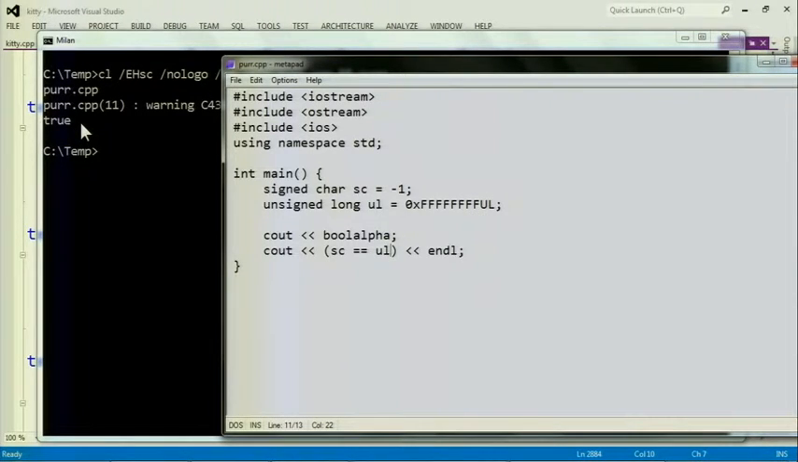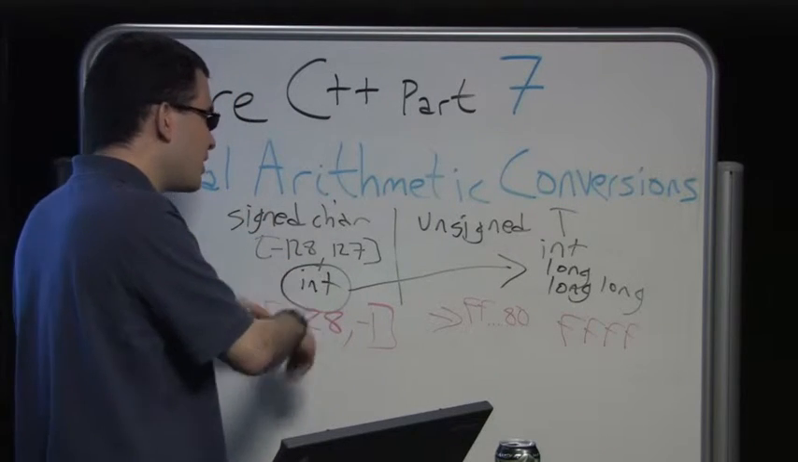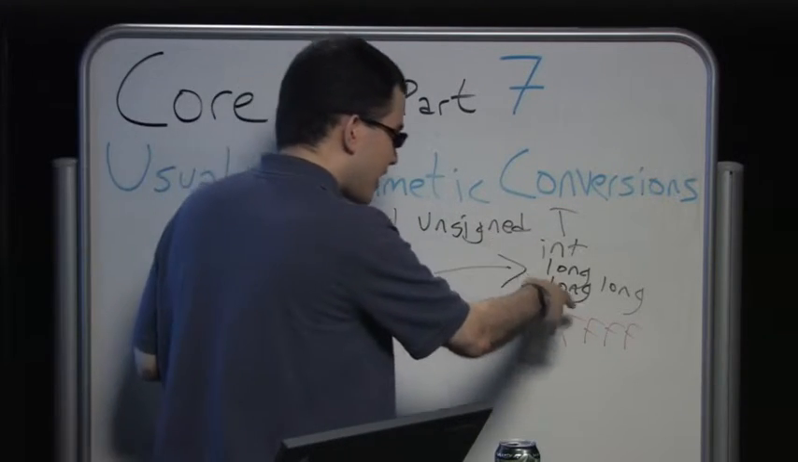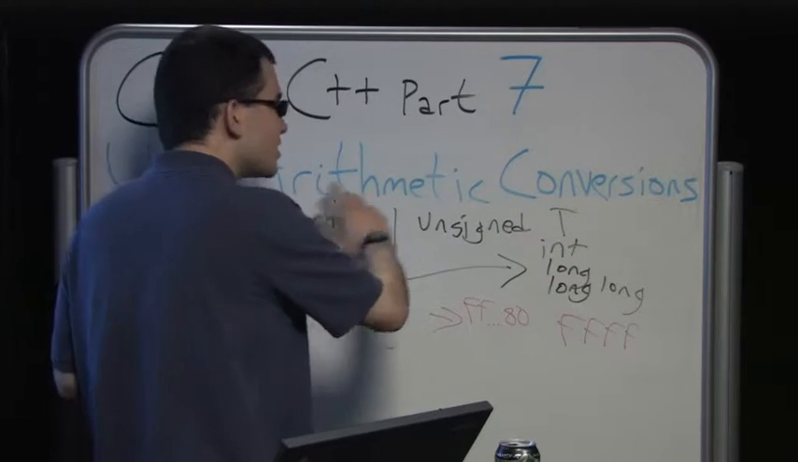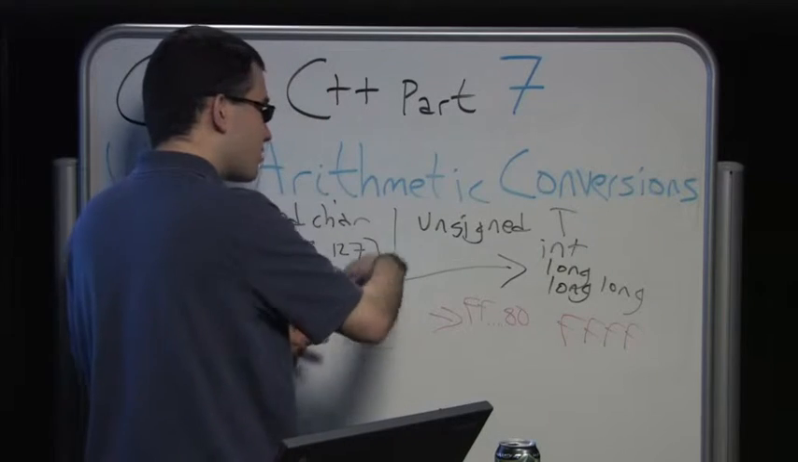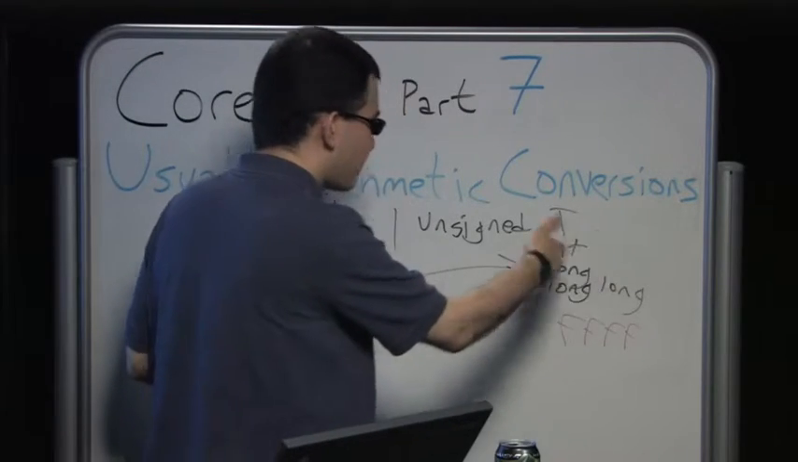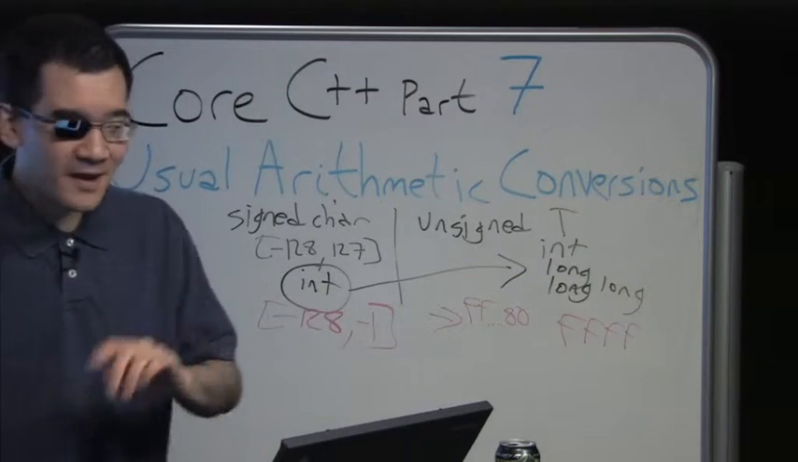It's because of the usual arithmetic conversions. -1 promoted from signed char to int got slammed over to an unsigned long, and that changed its value while preserving its bits. And then after all of this conversion, -1 became FFFFFFFF, and that's equal to FFFFFFFF on the right-hand side. So that's interesting.